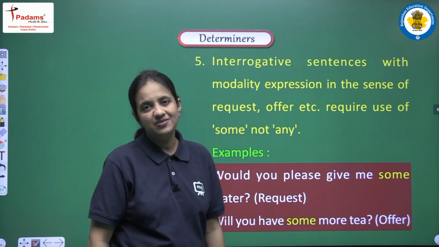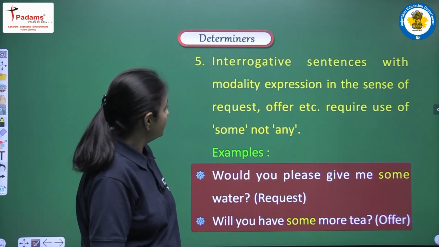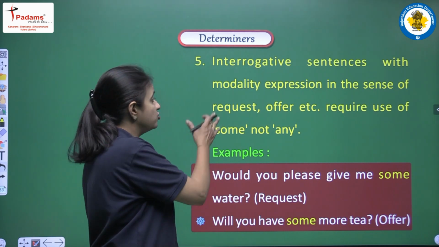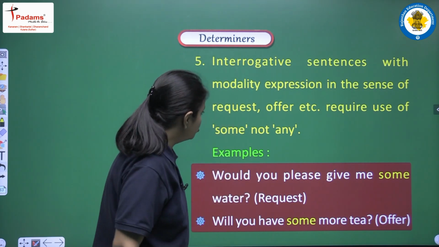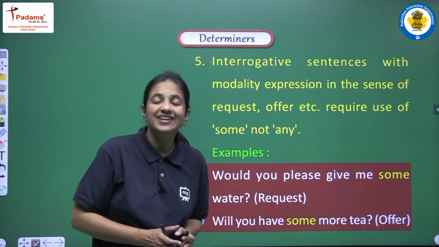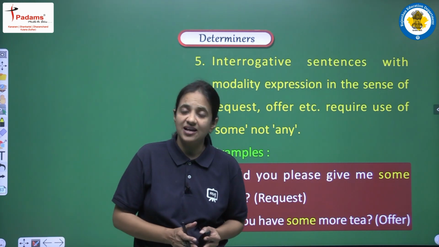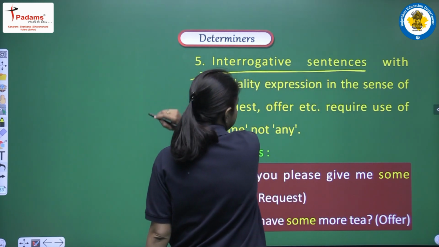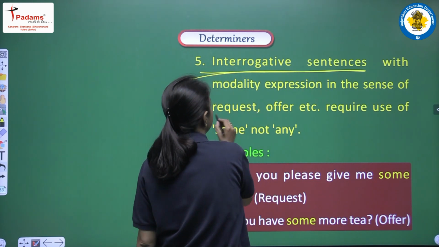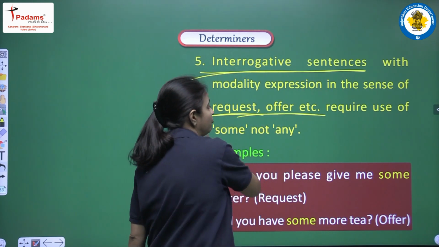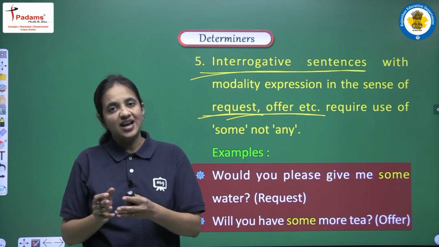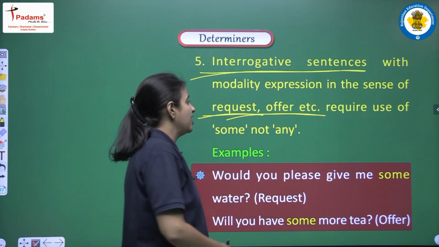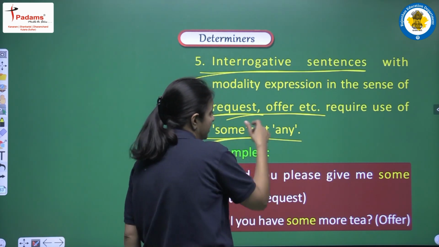Next, moving on, we have another use. Let's read: interrogative sentences with modality expression in the sense of request, offer, etc. require use of some, not any. So now some is also used in an interrogative sentence when the sentence carries these feelings, if we have a request or an offer. If we have such emotions, then in that interrogative sentence also we have to use some in the place of any.